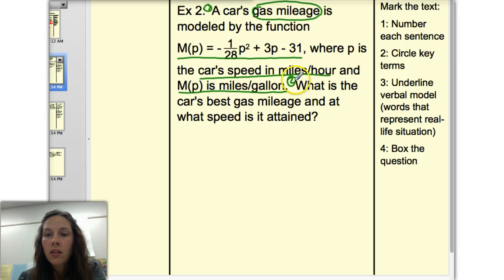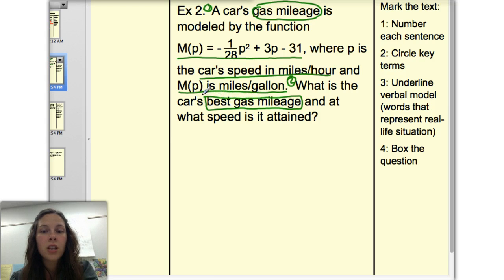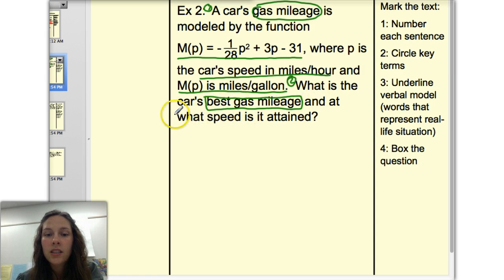Boxing the question, that's all of sentence 2. What is the car's best gas mileage? So I'm going to box actually 2 questions because there's 2 pieces of information that we need to answer in this one. What is the car's best gas mileage, and at what speed is it attained? So we need both a speed and a gas mileage on this one.